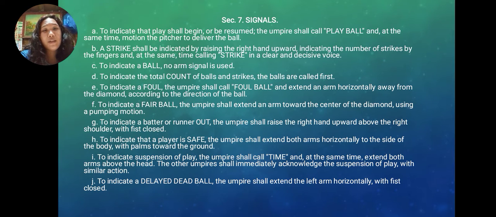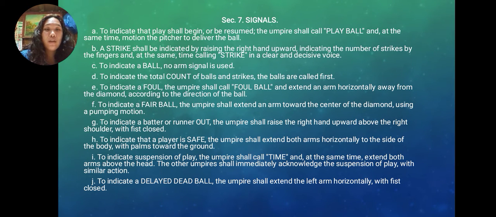For letter C, to indicate a ball, no arm signal is used. Letter D, to indicate the total count, balls and strikes, the balls are called first. For letter E, to indicate a foul, the umpire shall call foul ball and extend an arm horizontally away from the diamond according to the direction of the ball. For letter F, to indicate a fair ball, the umpire shall extend an arm toward the center of the diamond using a pumping motion.